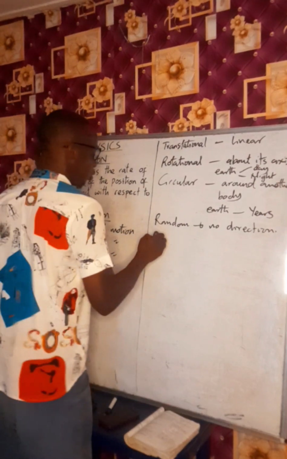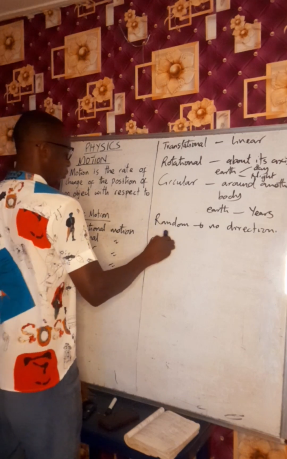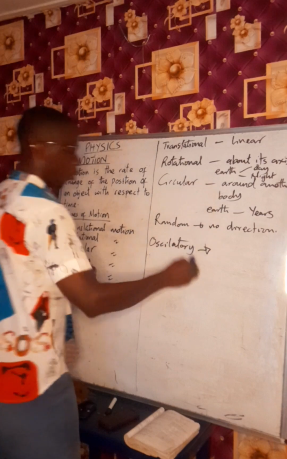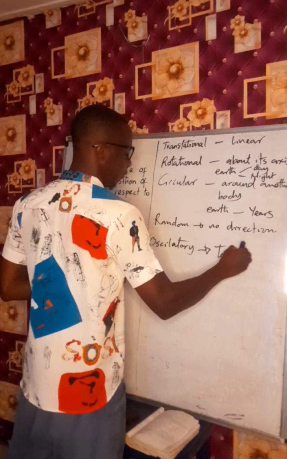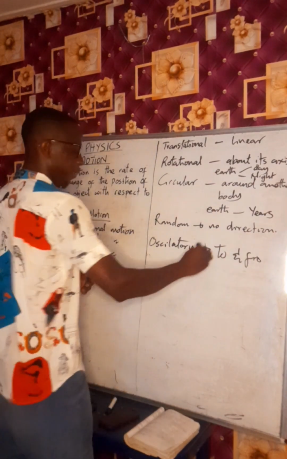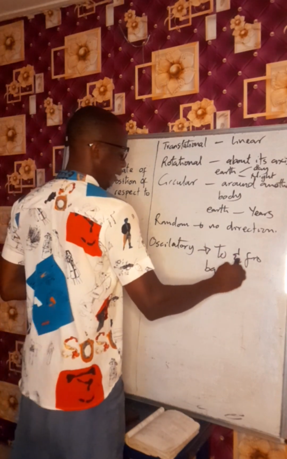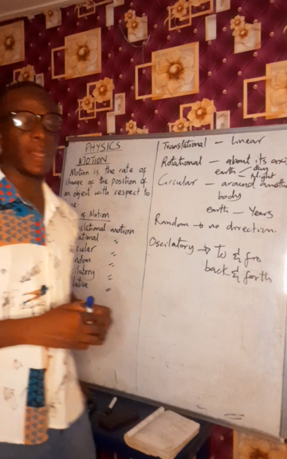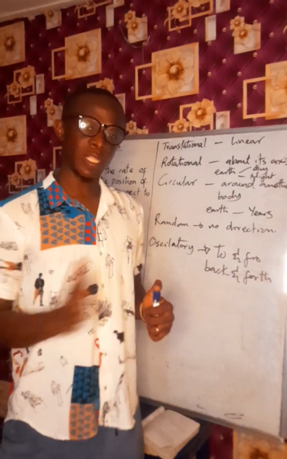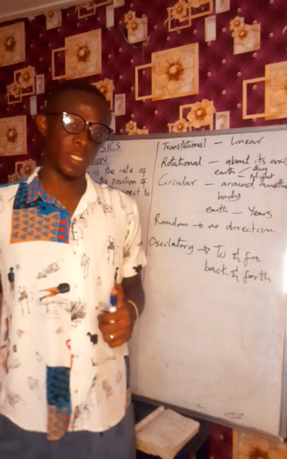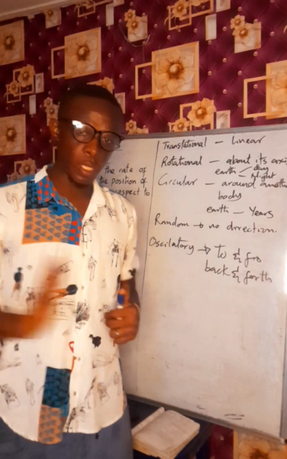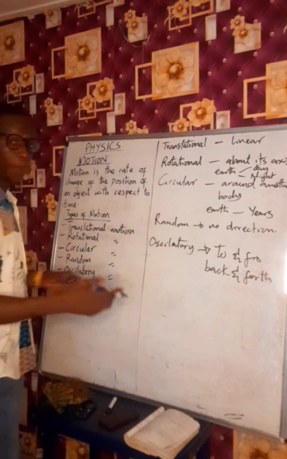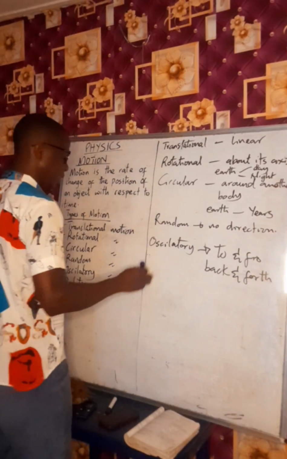Then oscillatory motion. To and fro movement, or back and forth. The example here would be our swing. The swing, you understand? The swing moves to and fro like that. The simple pendulum is also an example. Simple pendulum, example here.